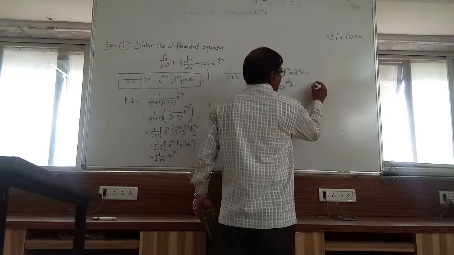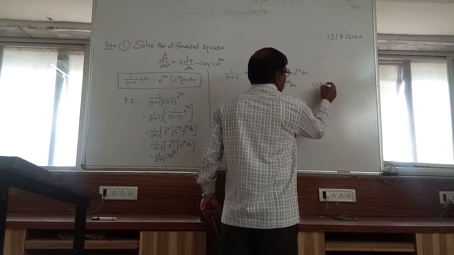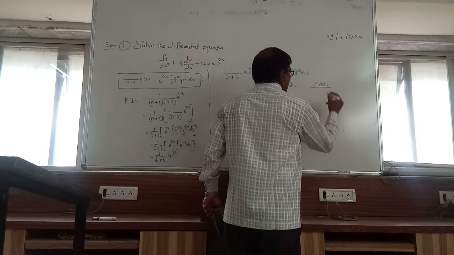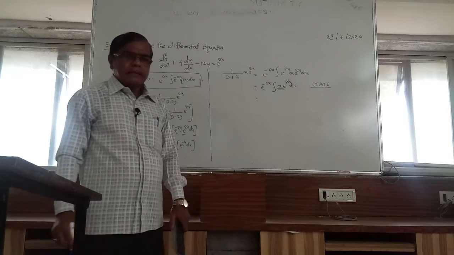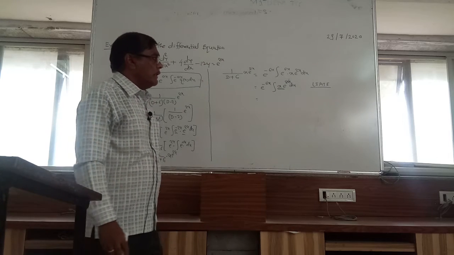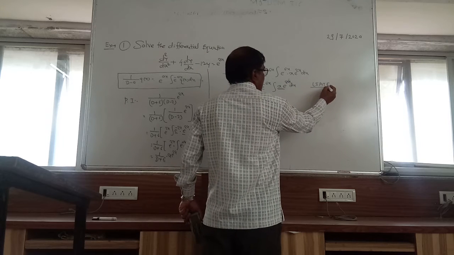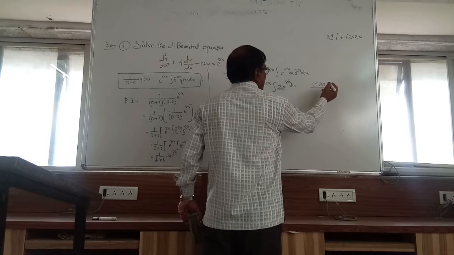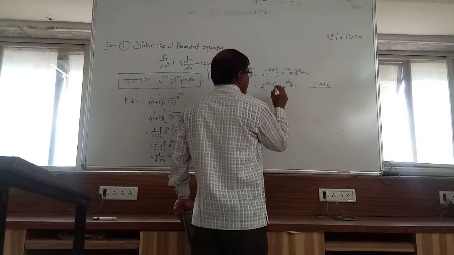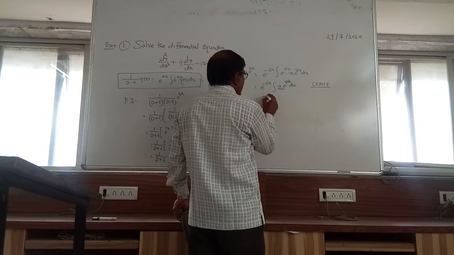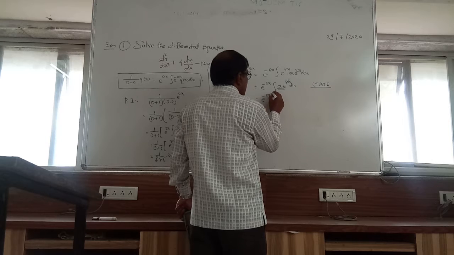So apply the rule here. LIATE: L means logarithmic, I means inverse, A algebraic, T trigonometric, E exponential. So here the algebraic term is x, and the exponential term is e raised to. So by this, the sequence is right. So you can write here e raised to minus 6x.